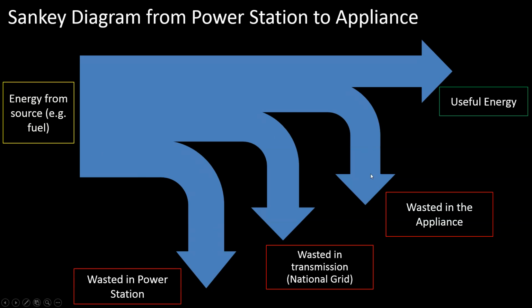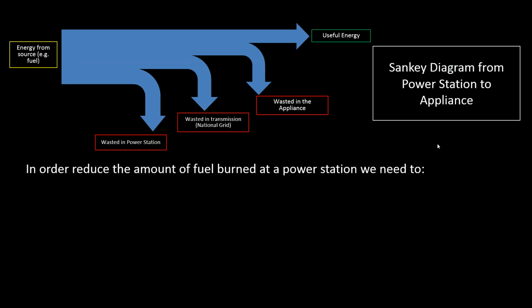So this is a reasonably complex Sankey diagram, but it's no different than any simpler ones that you might have seen. We've just got three waste energy arrows at three different stages, and the useful energy coming out at the end. So we're going to talk about our discussion in terms of this Sankey diagram. I'm going to pop it up in the left-hand corner here to remind us what we're looking at, and then think about what we're trying to do, which is reduce the amount of fuel burned at a power station, for example. The reason that's good is because it will reduce environmental impact, and it will mean fewer power stations.